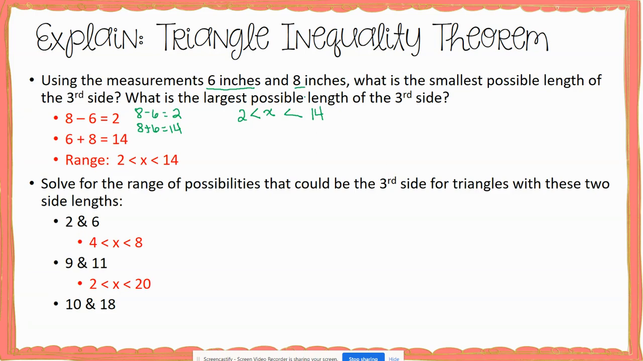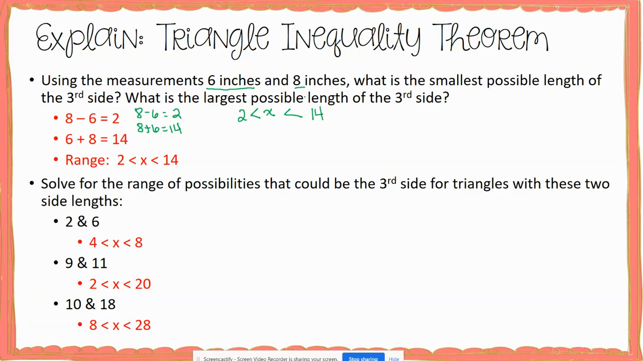For this, I would subtract 18 minus 10, which would give me 8. And then I would add 10 plus 18, which would give me 28. That means the third side length could be anything between 8 and 28. So I would write it as 8 is less than x, which is less than 28.